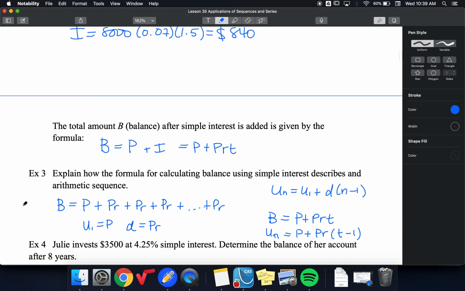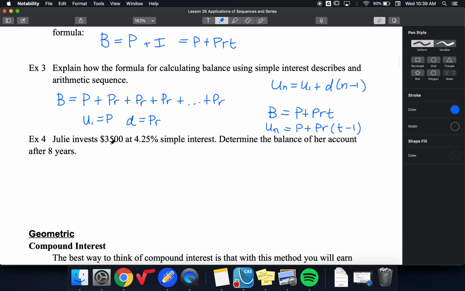So let's do that down here. So we invest $3,500 at 4.25% simple interest, determine the balance of her account after 8 years. So after 8 years means I've paid 8 years of interest. So my balance is going to be the principal plus the principal times the interest rate times 8 years. So at the end of the 8th year, you've paid interest 8 times.